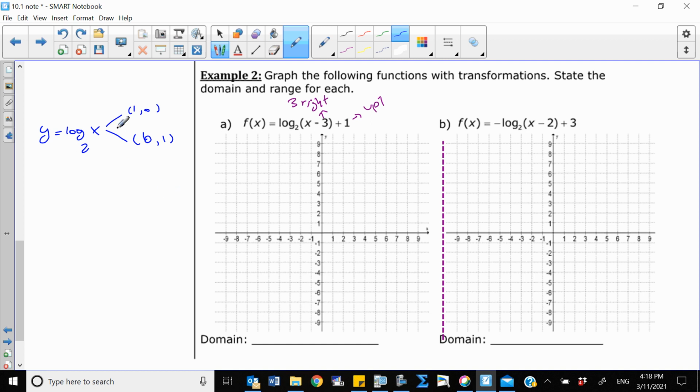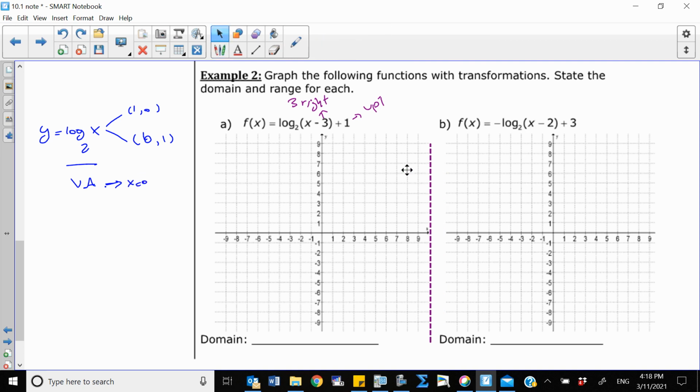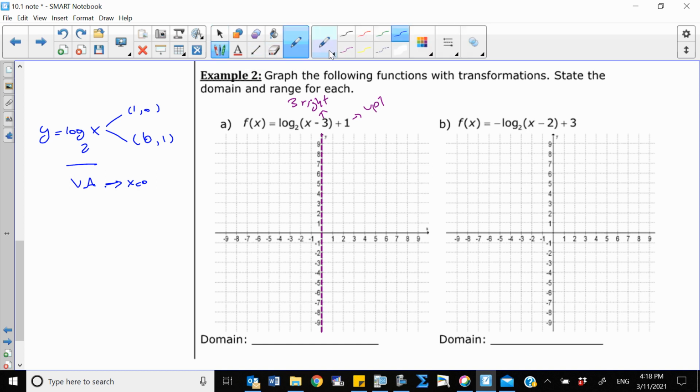Okay, and also we know that we have a vertical asymptote at x equal to 0 for any log parent function. So here I have my vertical asymptote for the parent function, and then I have these 2 points, 1 and 0, and base and 1. What is my base? It is 2. So it's 2 and 1, these 2 points. So this will be the graph of my parent function.